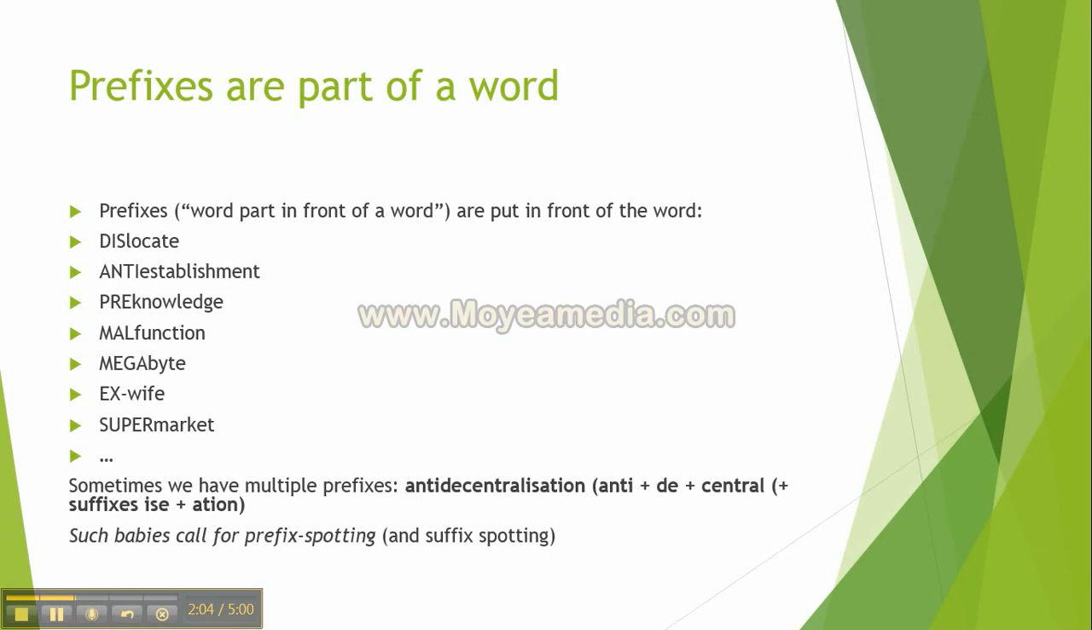Moving on. So we have thingamajigs that go before a word, a kind of word part that you can affix to a word before it. These are called prefixes, and examples are dis. For instance, you might use the prefix dis with locate, and it means dislocate. Right. Anti with establishment, so as to have anti-establishment. Pre with knowledge, to have pre-knowledge.